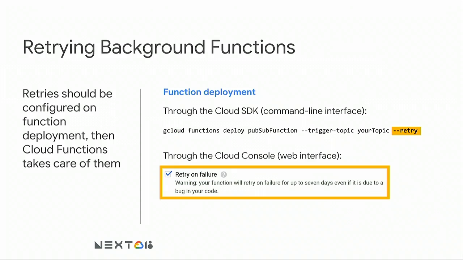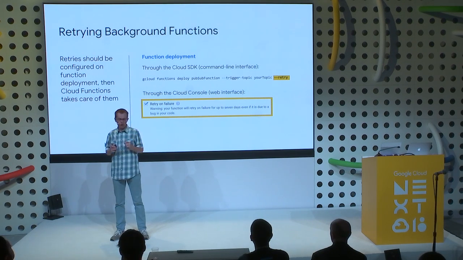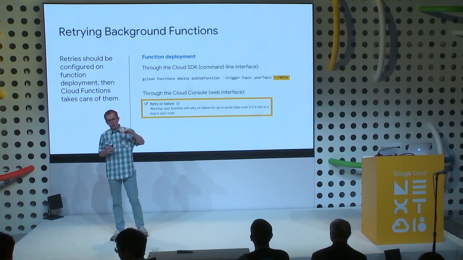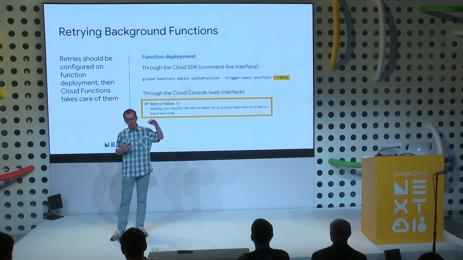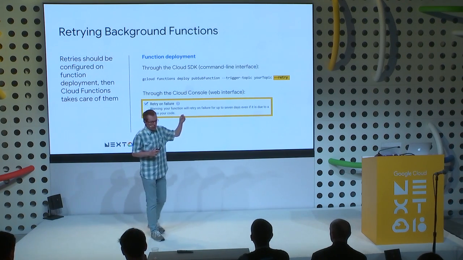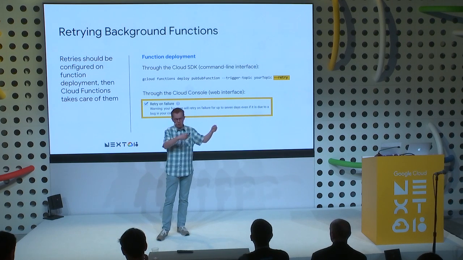In case of background functions, retries should be configured on function deployment, either through Cloud SDK or Cloud Console, by enabling the retry on failure option. This way, your function will be retried until it succeeds. The first retry happens almost immediately after the first function execution. The next retries follow the exponential backoff policy, capped at 10 seconds, and they happen for up to 7 days if your function keeps failing.